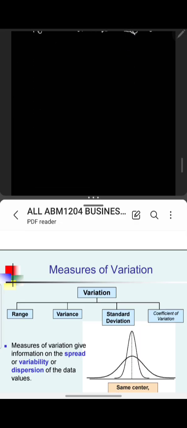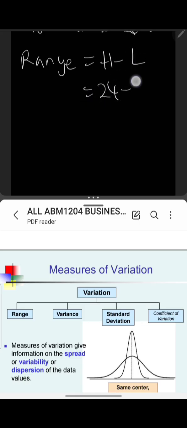Now we look at the range. There are measures of variation, and the simplest is the range. What is the range? You calculate the highest minus the lowest. The oldest in our class is 24, the youngest 16. So the range, if you do the math, is 8. That means the age of students in our class ranges by 8 years. The difference between the youngest and the oldest is 8. That's the meaning of range.